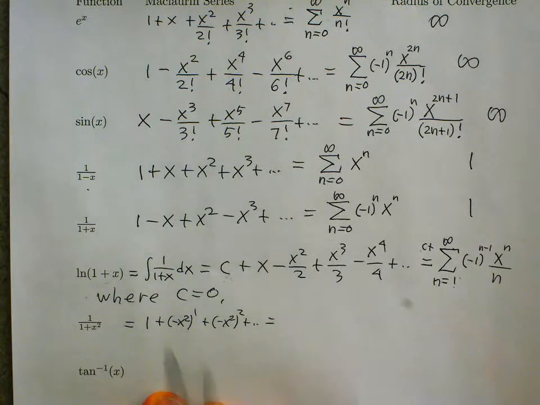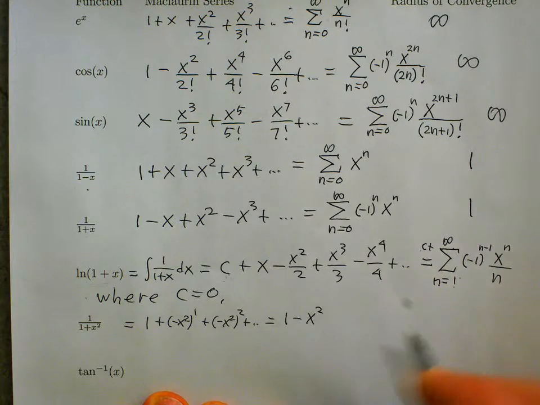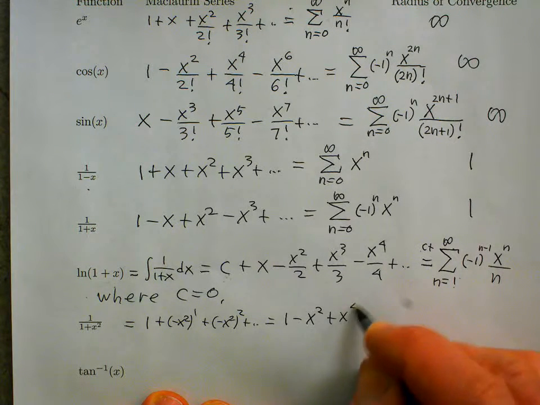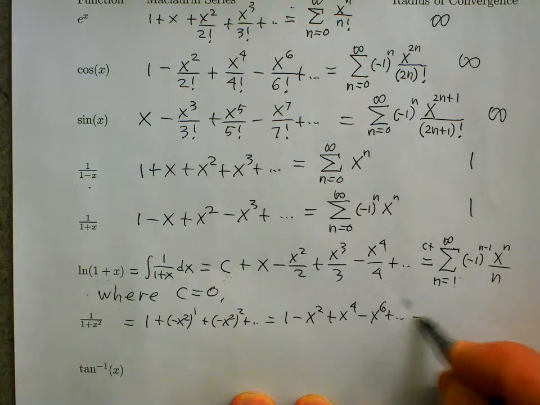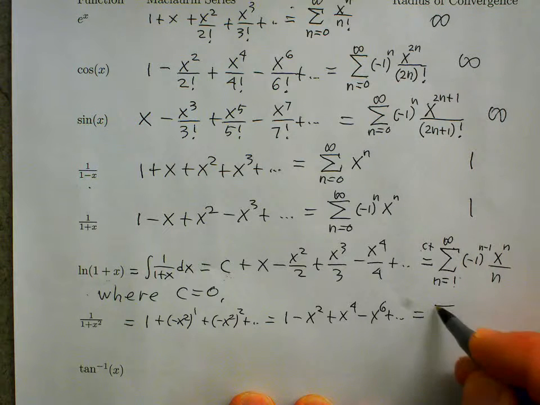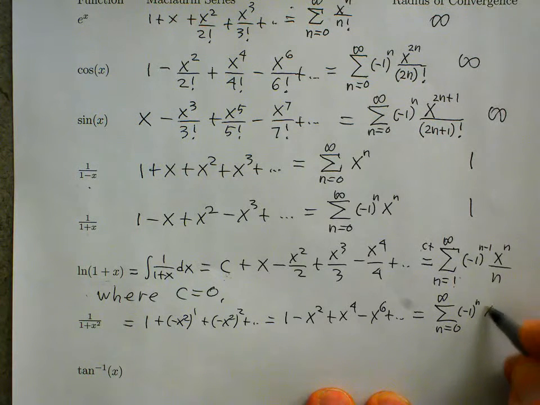So if we simplify those a little bit, we get 1 minus x squared plus x to the fourth minus x to the sixth, and so on. So in sigma notation, start out at n equals 0. It's alternating, so negative 1 to the n. And the terms are x to the 2n.